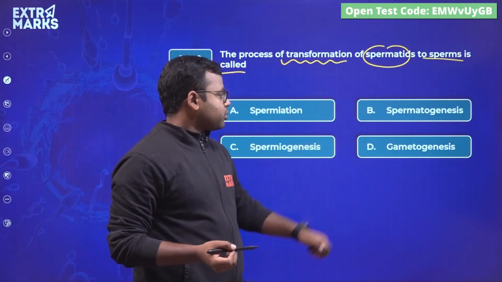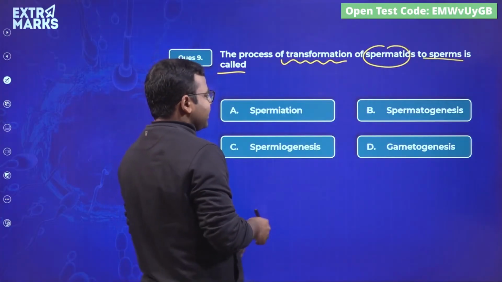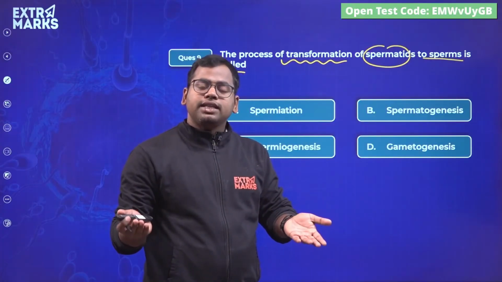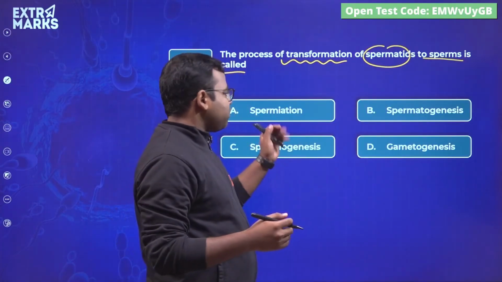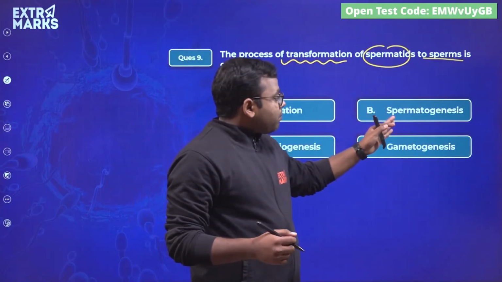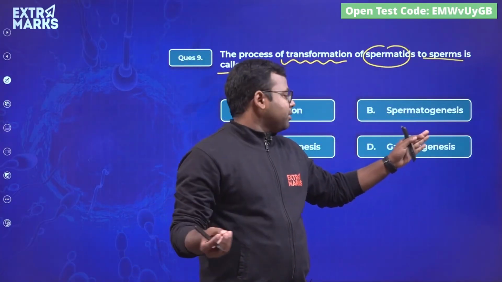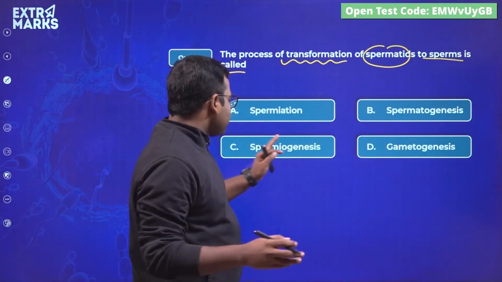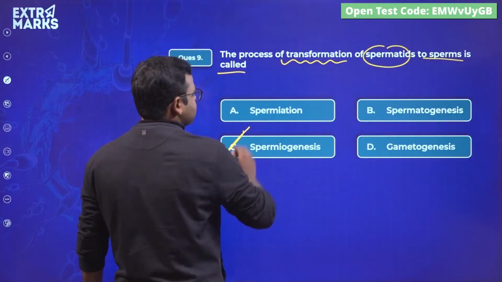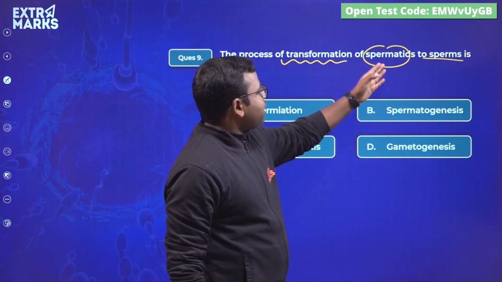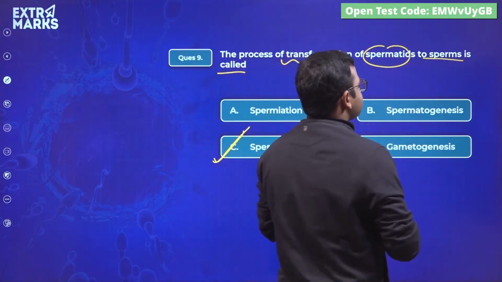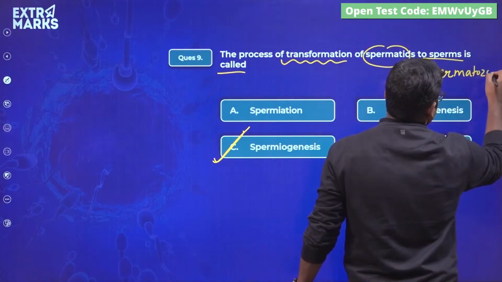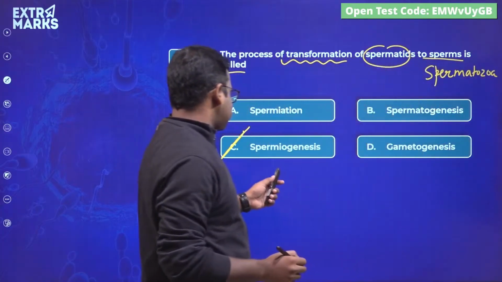spermiogenesis and gametogenesis. So see, basically spermiation is when the spermatozoa are released outside the seminiferous tubule. So that is spermiation, right? Spermatogenesis is the formation of the male gamete. Gametogenesis is the formation of gamete, the common process, right? Now, spermiogenesis is basically the process when the spermatids are transformed into spermatozoa, sperm. The correct answer will be option C.